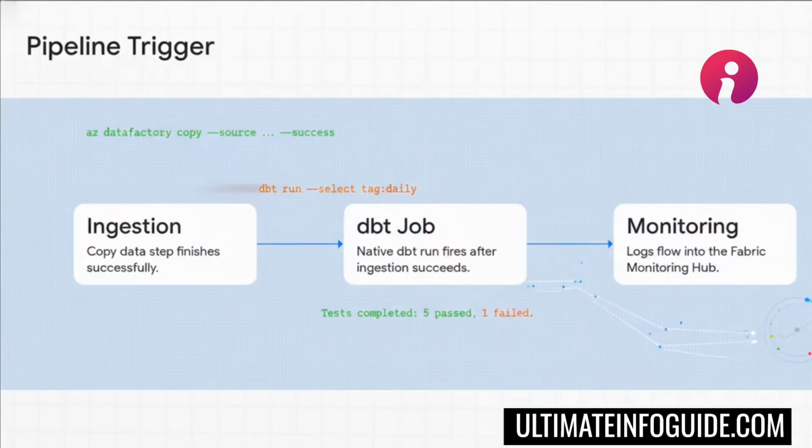Before we hit those limitations, let's look at how beautifully this handles scheduling natively inside a pipeline. You just add this dbt job as an activity inside a pipeline.